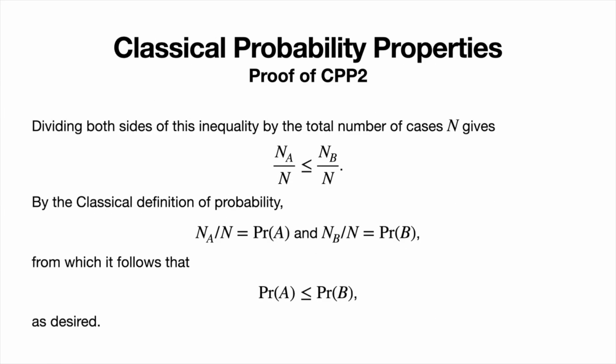Dividing both sides of this inequality by the total number of cases, N, gives the following inequality. N sub A over N is less than or equal to N sub B divided by N. By the classical definition of probability, that first ratio, N sub A over N, is just the probability of A, and the second ratio, N sub B over N, is equal to the probability of B. And so it follows that the probability of A is less than or equal to the probability of B. And that's what we were setting out to show.